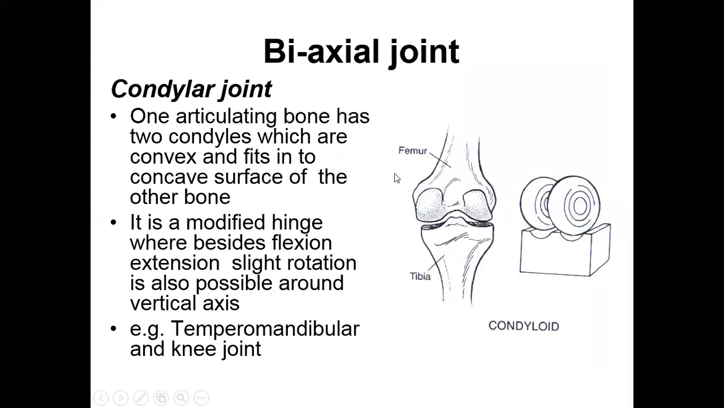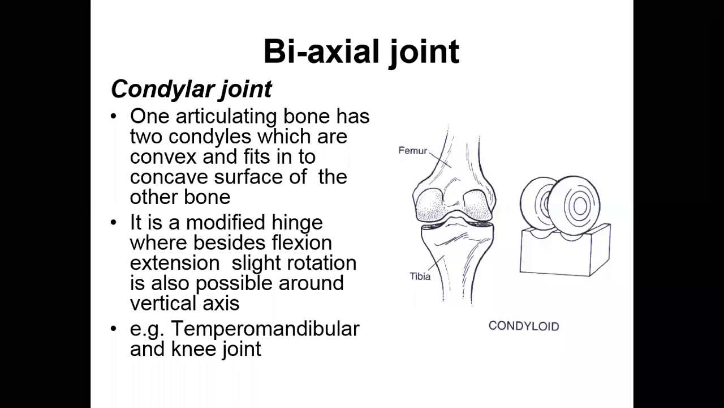Coming to the biaxial joints. Now in biaxial joints, as the name suggests, bi means two. So movements on two axes are possible. The first type here is condylar joint. So condylar joint is a biaxial synovial joint. Now here, one bone has condyles.